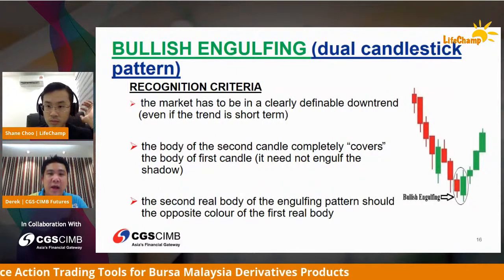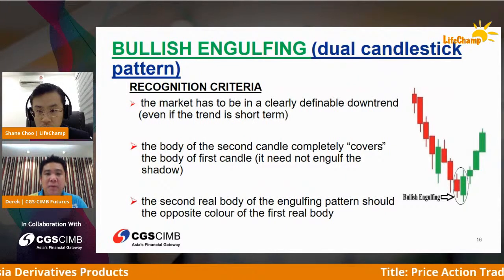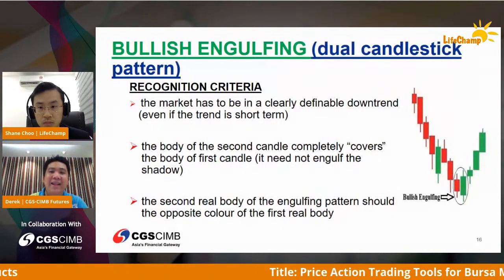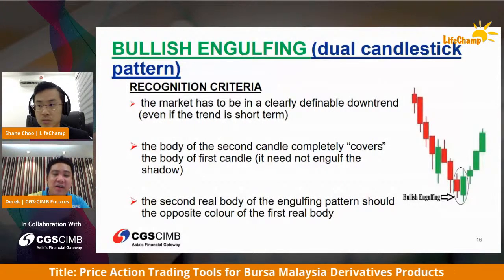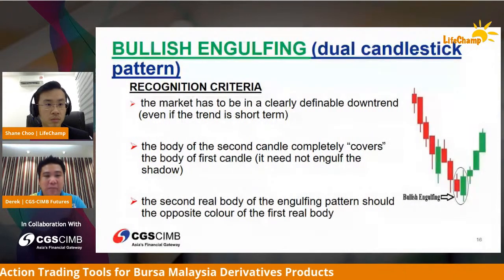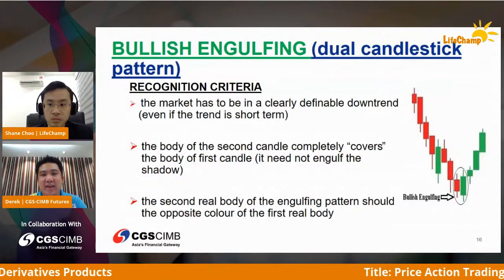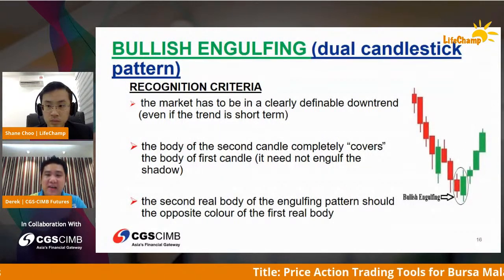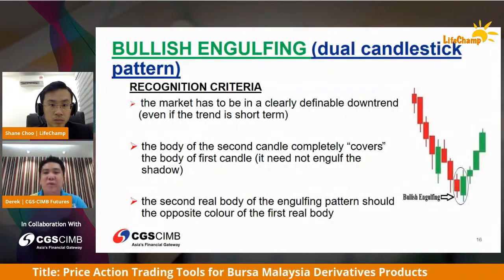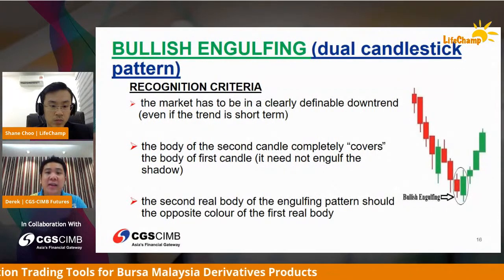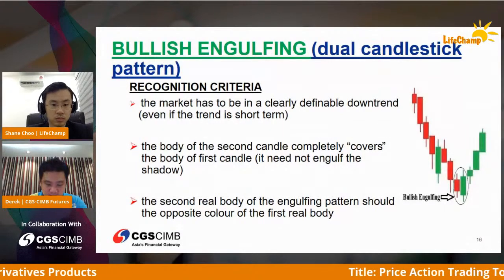The shadows, the upper wick and the lower wick, might not be engulfed. Engulfed actually means makan lah. So you need to see that the second candle totally covers the first candle. Then the colors of these two candles are opposite, because if it appears under a downtrend, the first one will be a bear candle. Then the second candle will be the bullish candle.